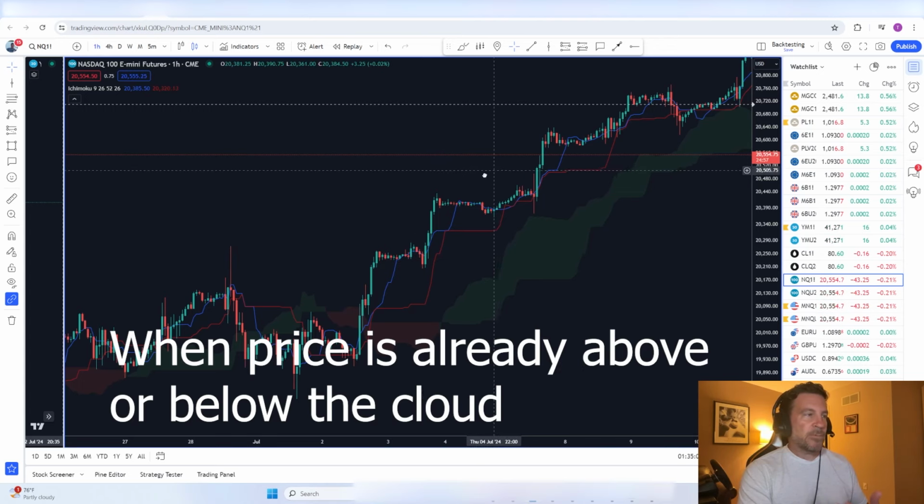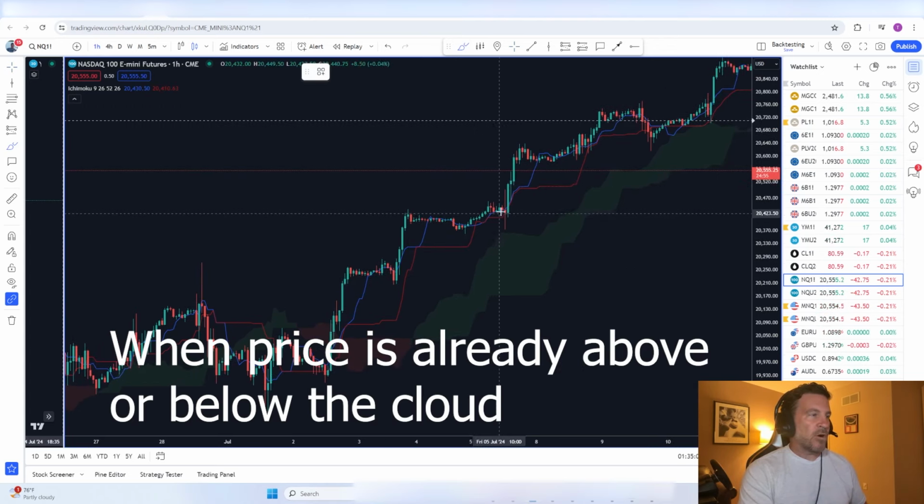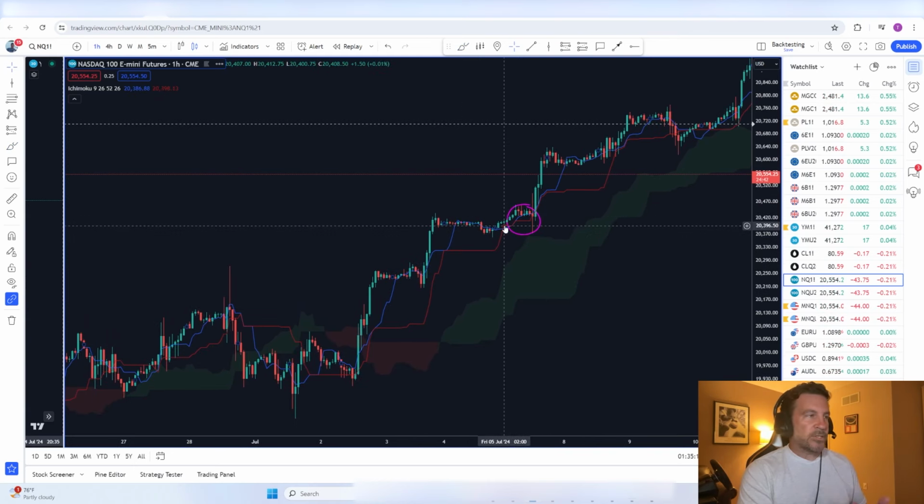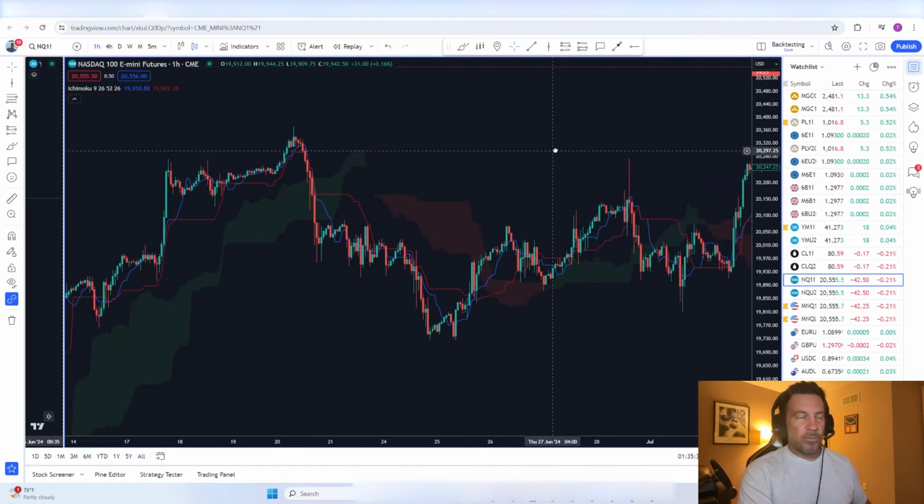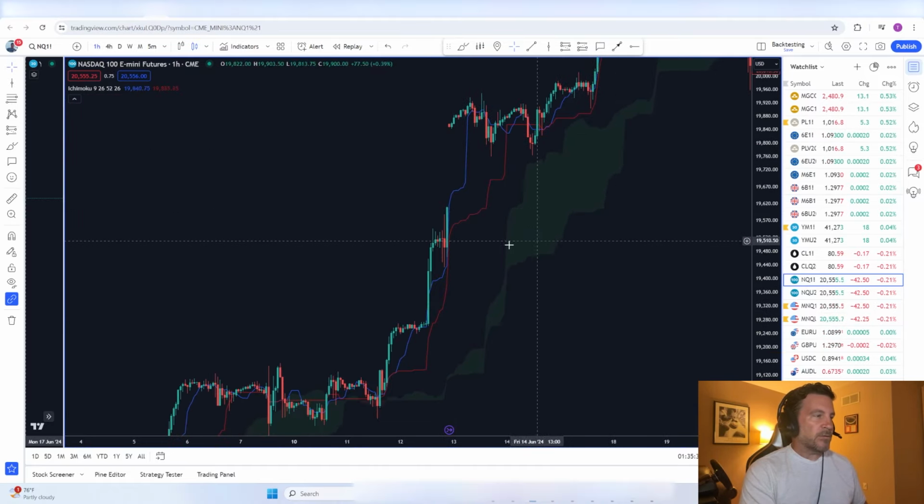I'll give you a quick example here. Right here is a cross when price is below. Right here, I've circled it as a cross when price is above the cloud. You can see price crosses back. We have the red above the blue, and then it crosses back with the blue above the red for a continuation. If I scroll back further, I can find it again over here.